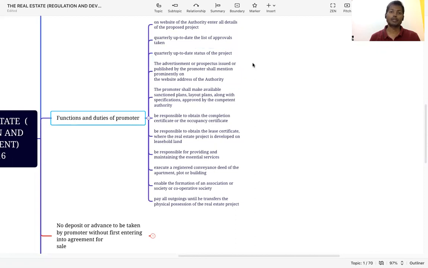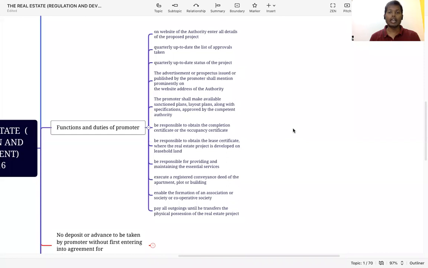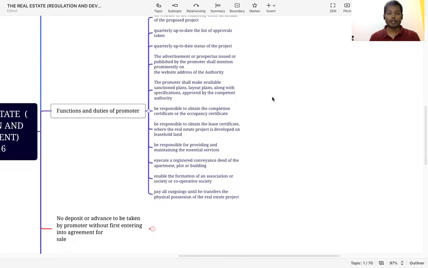That is very important. Suppose someone wants to see the progress of the project, then they can visit the RERA website and see the project progress by simply visiting that project. Another thing is the advertisement or the prospectus issued or published by the promoter shall mention prominently the website address of the authority. So you will get all the marketing prospectus issued and the advertisements published by the promoter on the RERA website for that project.